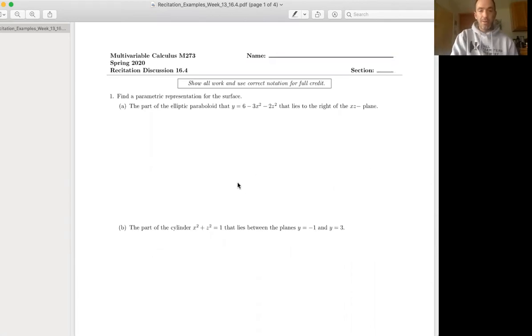So we'll just jump into number one, find a parametric representation for the surface. So we're looking for the part of the elliptic paraboloid y equals 6 minus 3x squared minus 2z squared that lies to the right of the xz plane. All right, so I've copied that problem over to the whiteboard here.